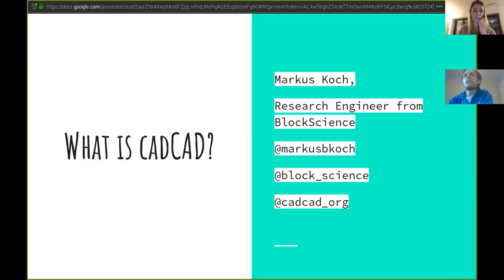is just going to give an introduction about cadCAD, which is the tool that we're discussing today. And he's a research engineer from Block.Science.